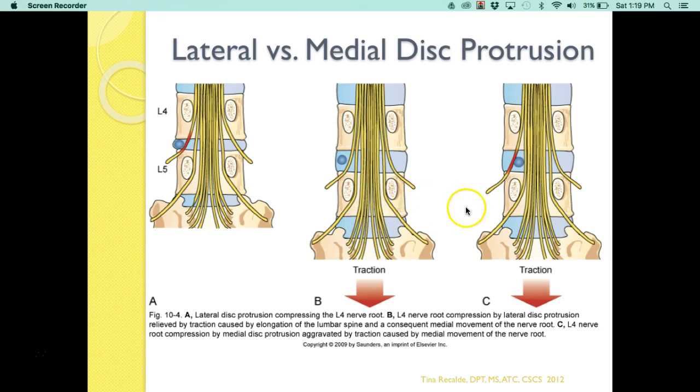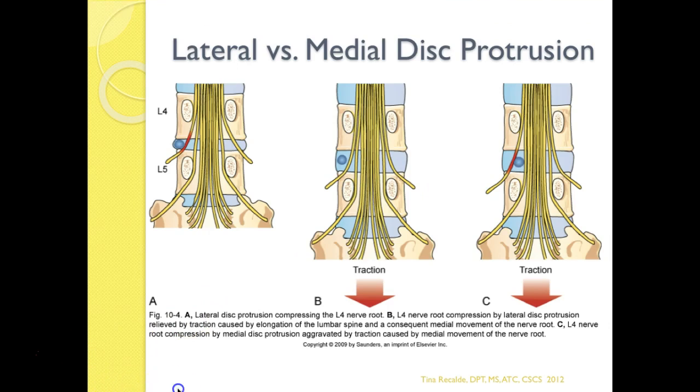And now let's go over to picture C here. So now that disc protrusion is medial versus lateral of that nerve root at L4. So now can you imagine when you go to do that traction, we still get that separation here, but remember that nerve root goes medially with traction. So when it goes medially with traction, it's actually increasing the nerve compression on that medial disc protrusion, exacerbating their symptoms, and this is why it's a contraindication to do traction on a medial disc protrusion. Okay.